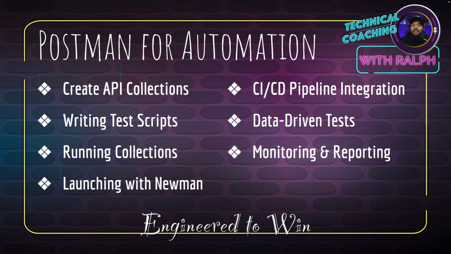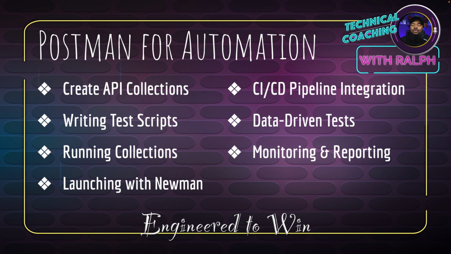So with Postman, here we're just going to give a basic rundown of what you would do to get started with API testing in Postman, and we're going to do that for the other tools as well. For Postman, you would be creating an API collection, writing test scripts, running the collection, then launching the test using Newman, which is a CLI, command line interface, where you can say, okay, I need to run this collection.